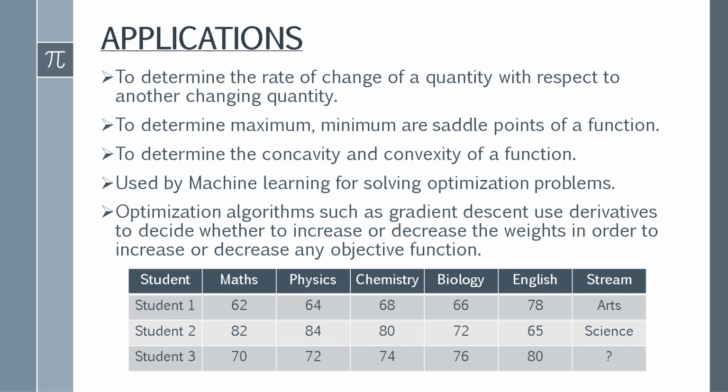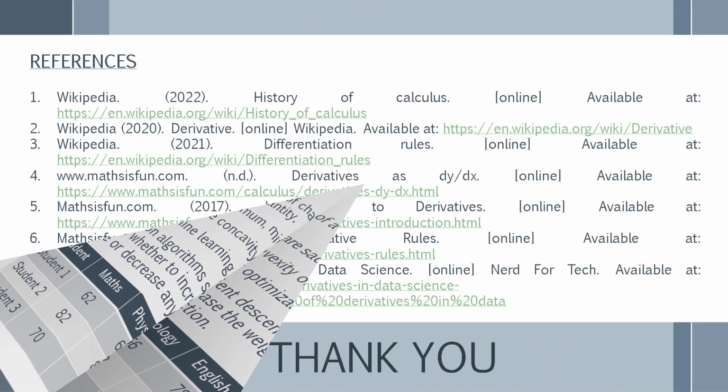Now, let's consider this dataset in which marks and streams of the students are given, and the stream of student 1 and 2 is given but not of student 3. Here, by using derivatives, we can analyze the marks and streams of student 1 and 2 to determine the stream of student 3.